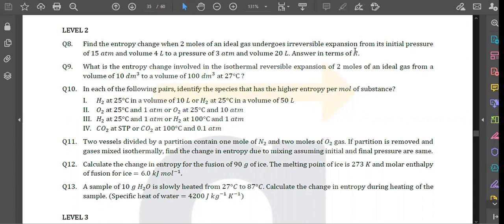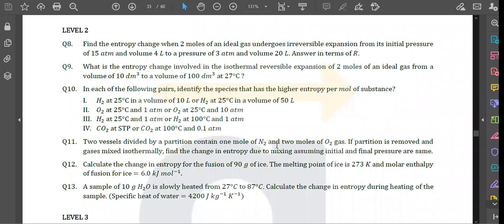In that case, it was only two gases, 1 mole each. So it was 1 by 2, 1 by 2. In this case, we have 1 mole of N2 and 1 mole of O2. So it would be 1 by 2 and 2 by 3. I guess all of you remember we have solved exactly the same problem as question 11, but in that case, it was equal volume of N2 and O2.